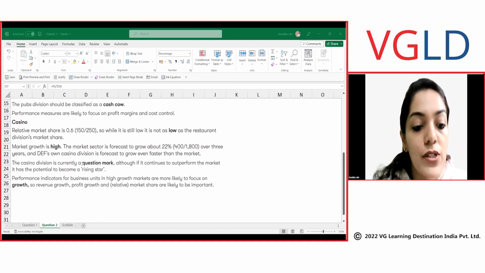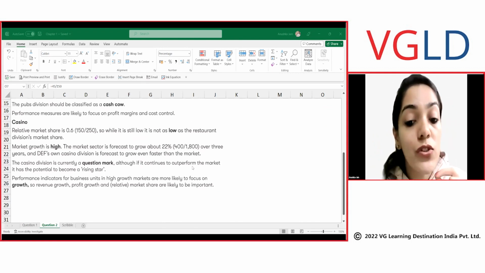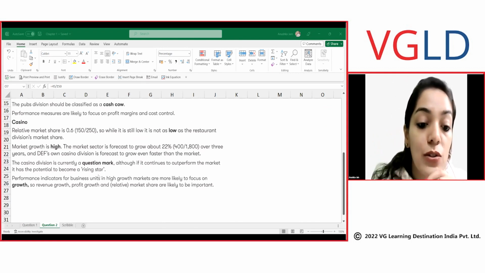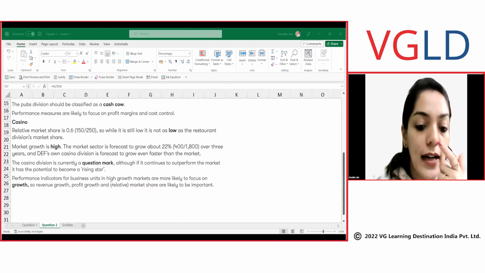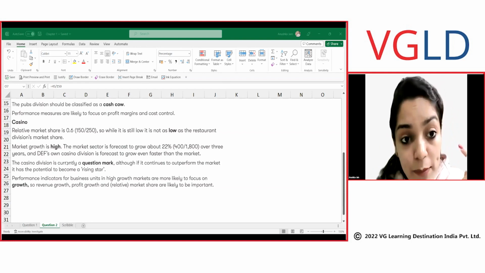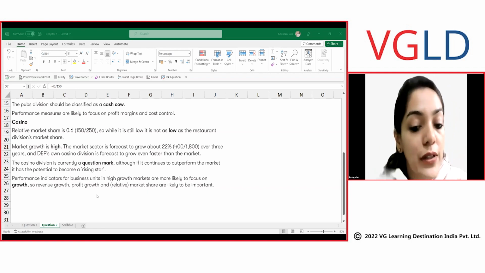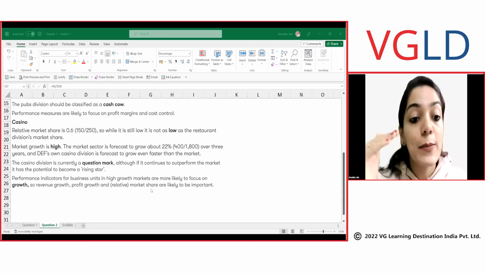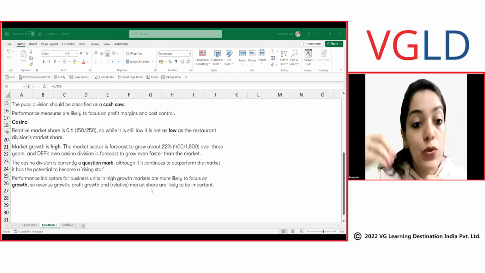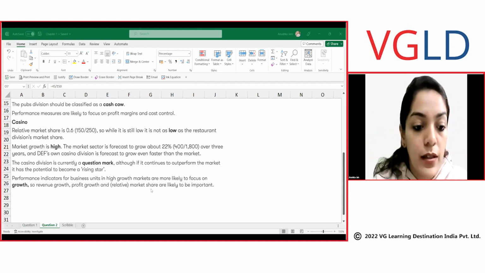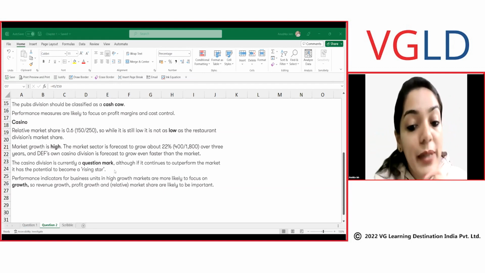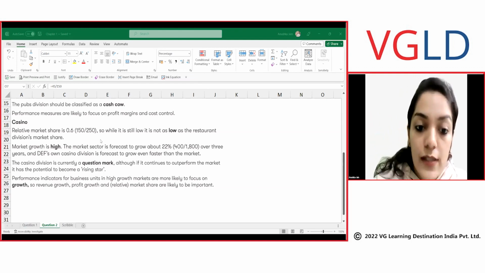The casino division is currently a question mark, although if it continues to outperform the market, it has the potential to become a rising star. Performance indicators for business units in high growth markets are more likely to focus on growth, right? It is in a high growth market. So what will be the performance indicators you will be considering? Revenue growth, profit growth, and relative market share. That is, what has been the change in the relative market share. So currently you are at 0.6. Then you will grow to become 0.75. You will grow to become 0.85. And then you will become a star ultimately. So this is a performance indicator which you will be measuring to track the performance of casino.